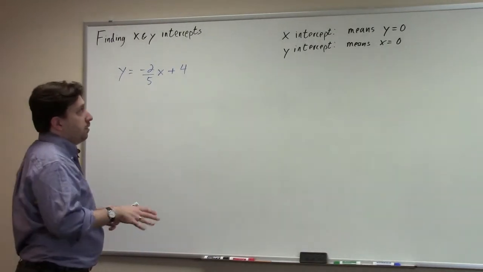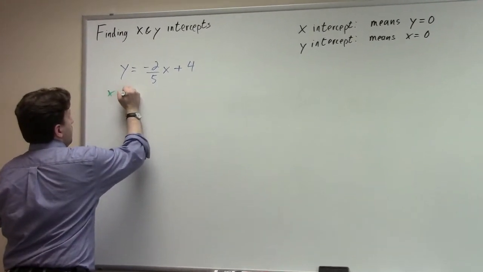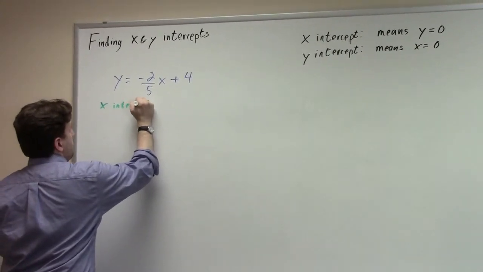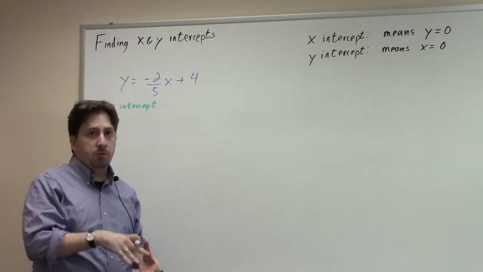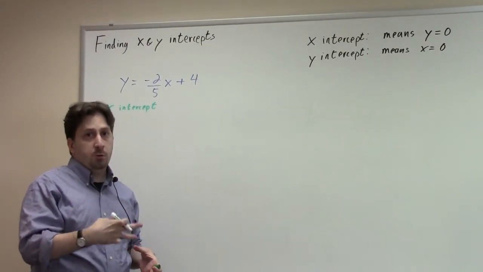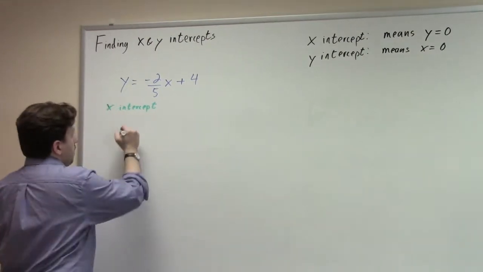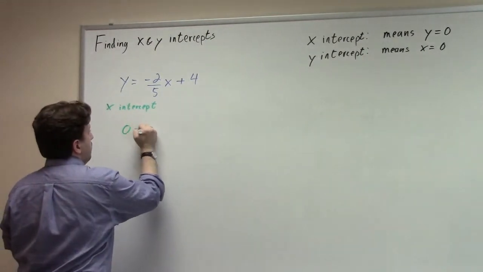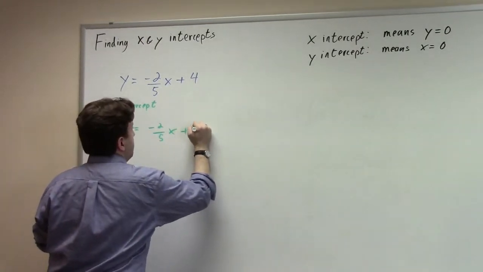And I'm going to start with my x-intercept here. So because I'm dealing with my x-intercept, what I want to do is set y equal to 0 in my equation, and then solve for x. So I'm going to start off with 0 equals negative 2/5 x plus 4.